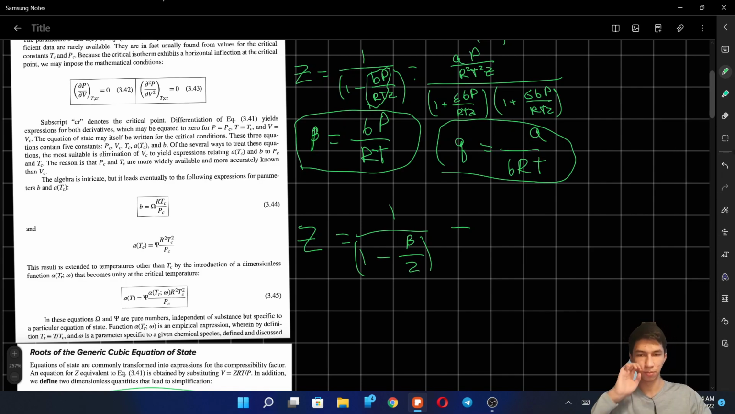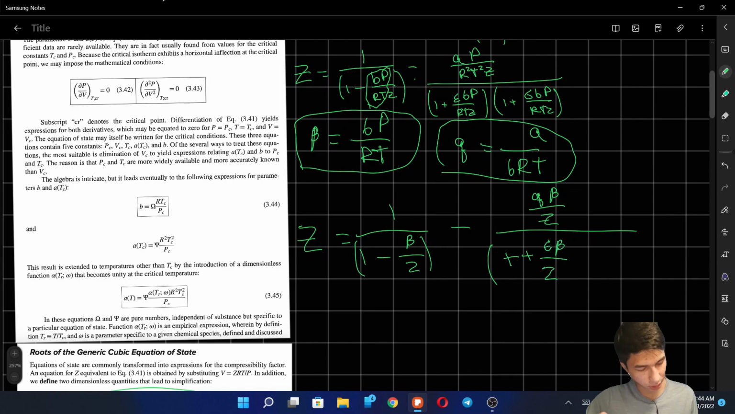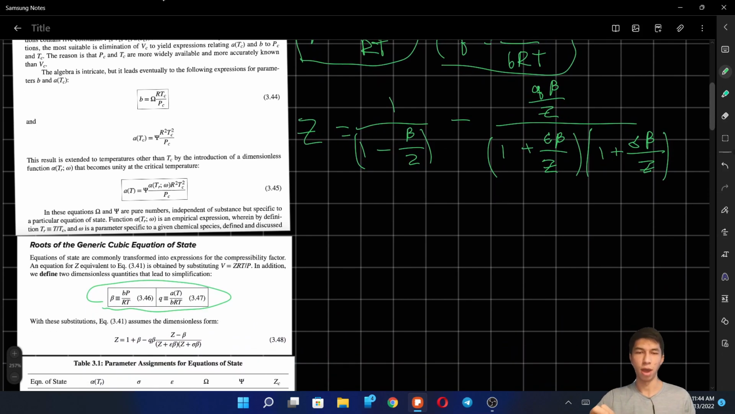If we look at the top, we have a over rt, so we can change it like, for the numerator we'll have q beta over z, and for our denominators we have 1 plus epsilon beta over z for the first brackets. For the second, we have 1 plus sigma beta over z, right? So now it looks much more simple than we started at the beginning, right?